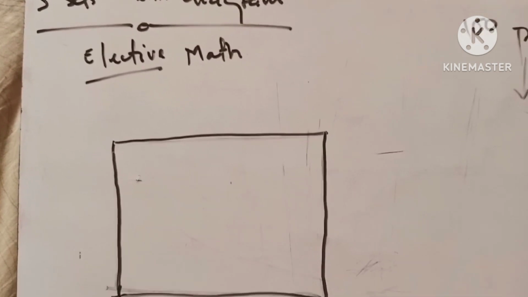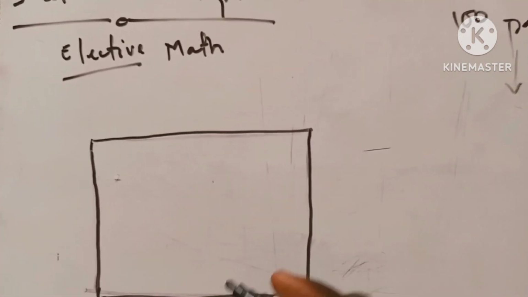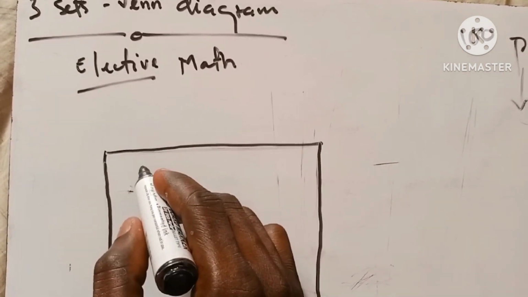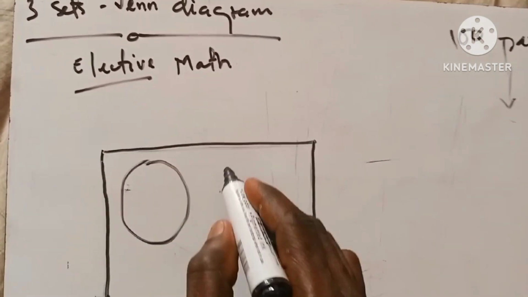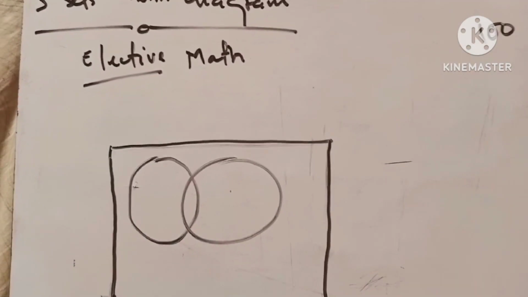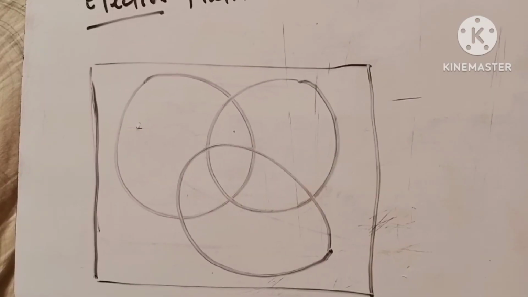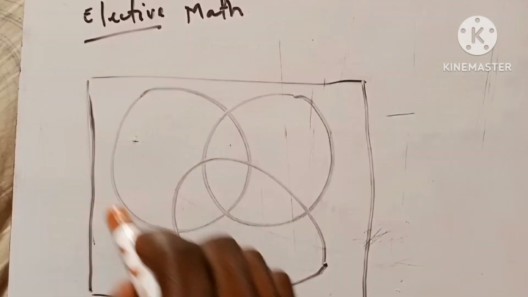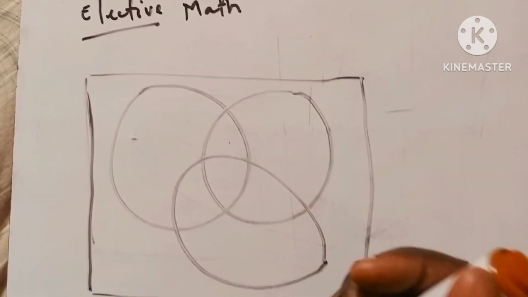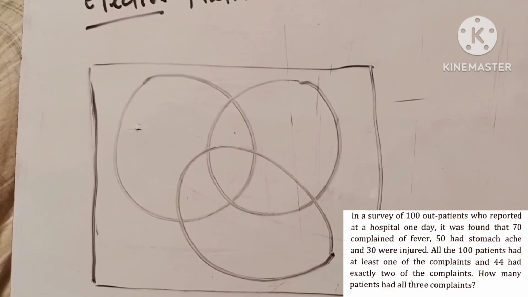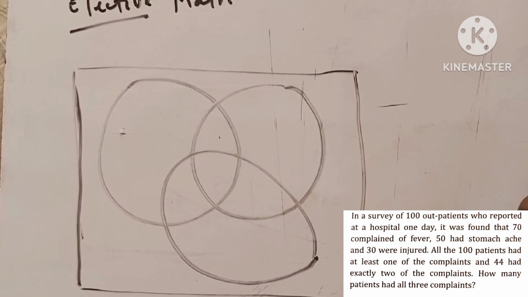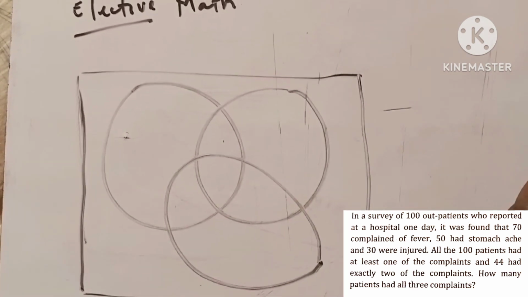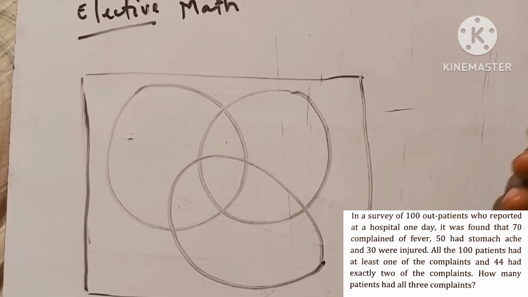As I just said, out of this we are going to have how many apartments in this estate here? We have three different apartments. So let me draw this very nicely. So this is my Venn diagram here. For sure, the first apartment goes according to the question. So let's start with the survey of 100 outpatients reported at a hospital, right?